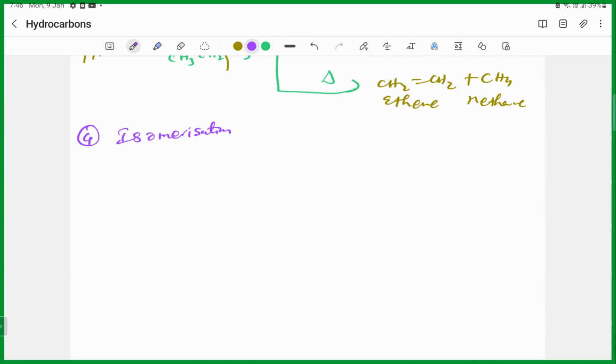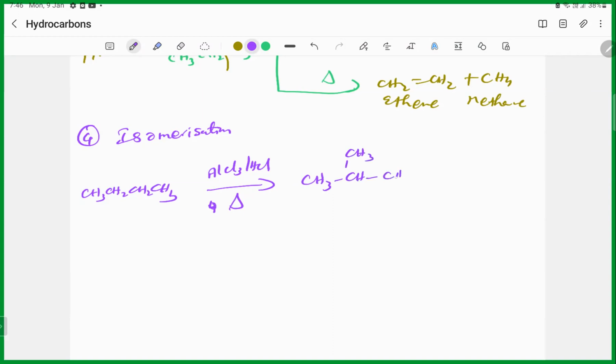So for isomerization, when you take n-butane, CH3CH2CH2CH3, and treat it with AlCl3 in the presence of hydrogen chloride and then heating, it will give CH3CH(CH3)CH3. So n-butane becomes isobutane. This is called isomerization.